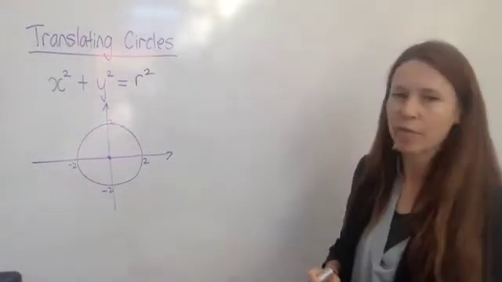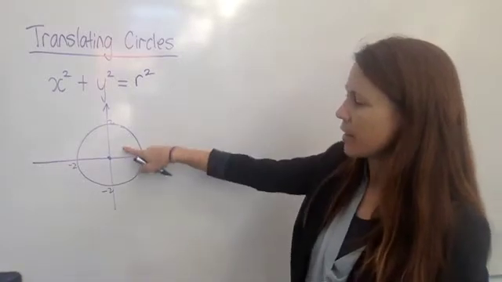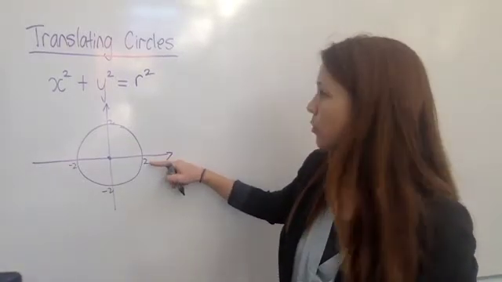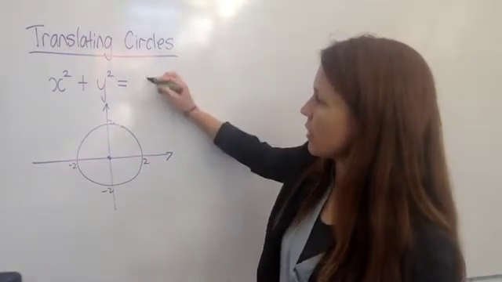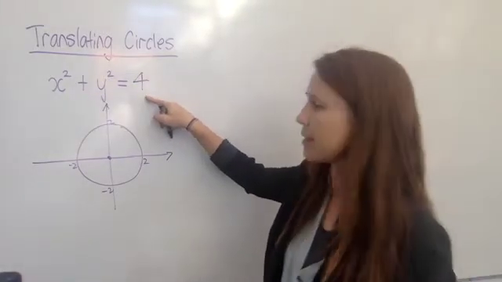Okay, the basic form of a circle is x squared plus y squared equals r squared. So here I've drawn a circle with radius of 2. So 2 squared is 4. Its equation would look like this.